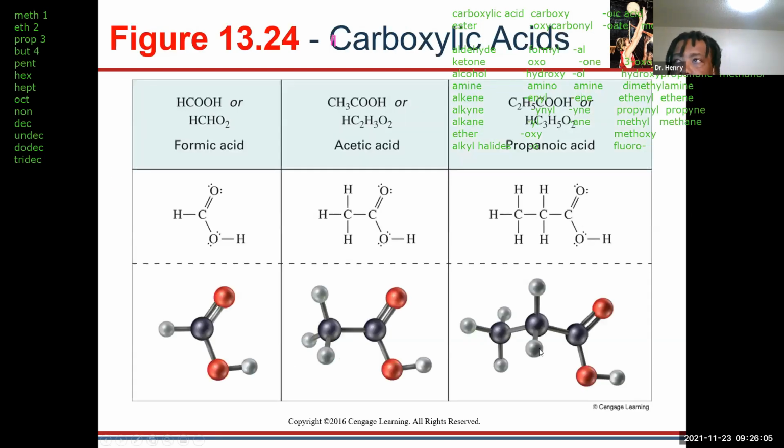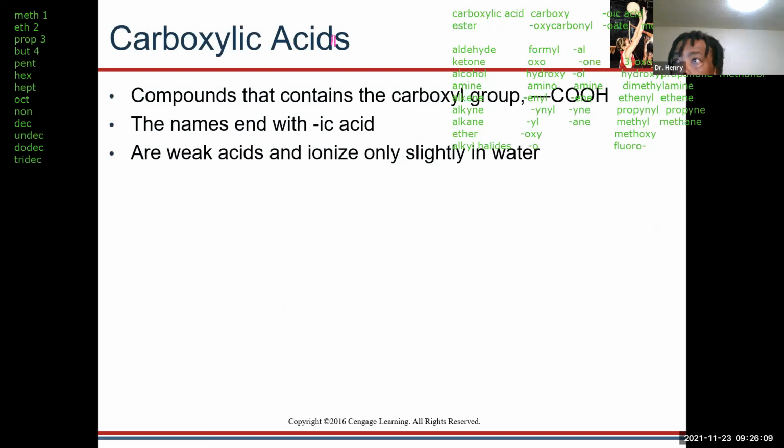Okay, so this is an example of carboxylic acids. We've talked about how to name them. Something you need to know about acids in general, carboxylic acids, all carbon acids are weak acids, and so they only ionize a little bit. That means they only break down into ions very little, so most of them are still held together. So they're not going to get that H plus going on.